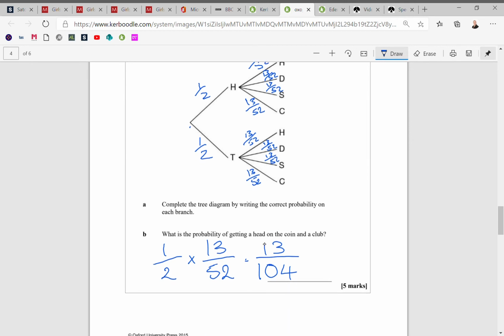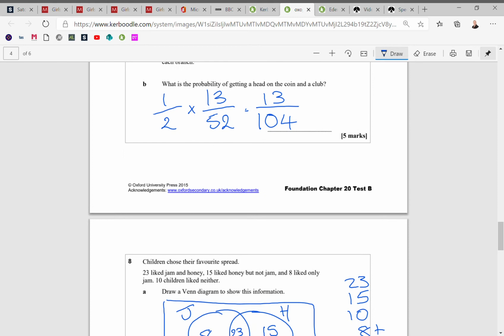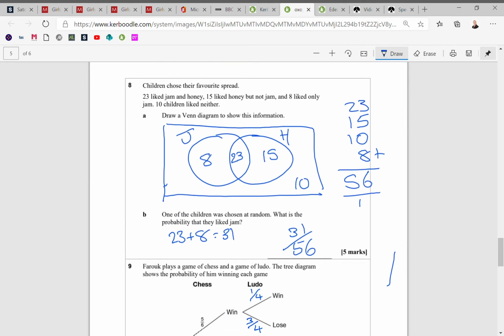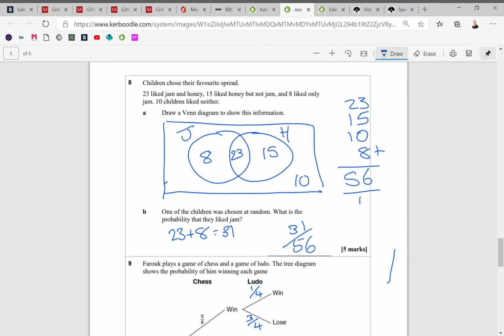Probability of getting a head on a coin and a club, so that's head and club, you times when you go across. None of this should be new, this is just recapping all the stuff that we learned last time.